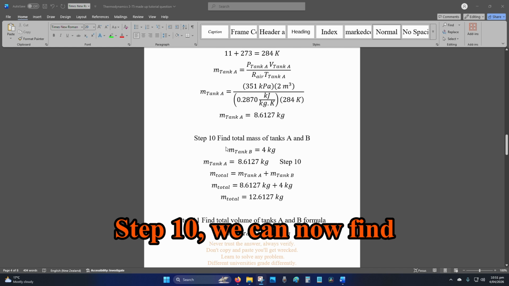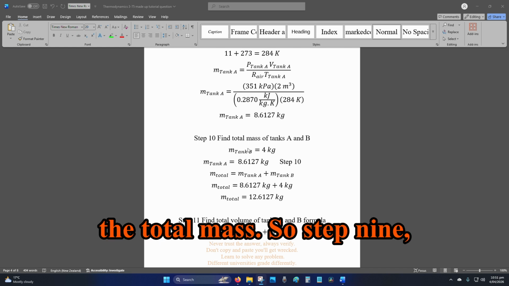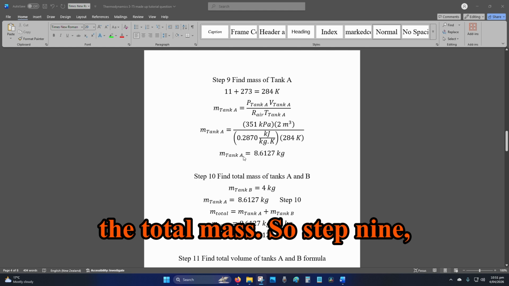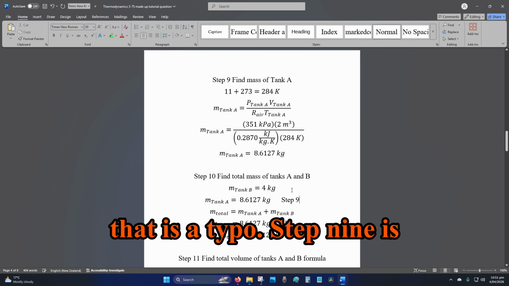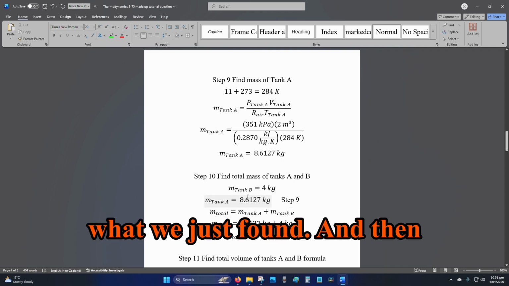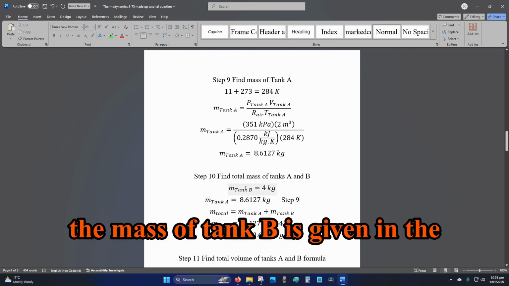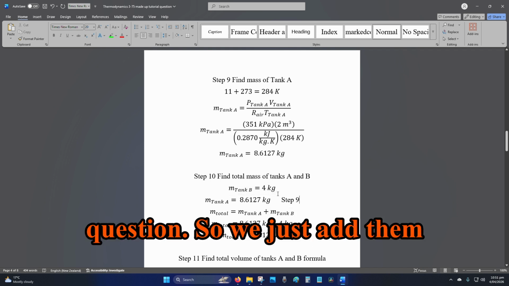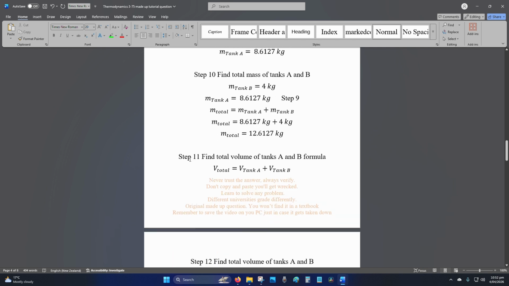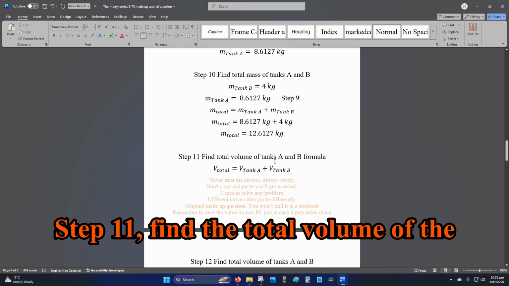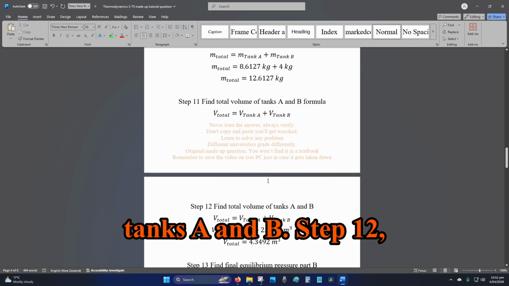Step 10, we can now find the total mass. So step 9, that is a typo. Step 9 is what we just found, and then the mass of tank B is given in the question, so we just add them up. We get 12.6127 kilograms.